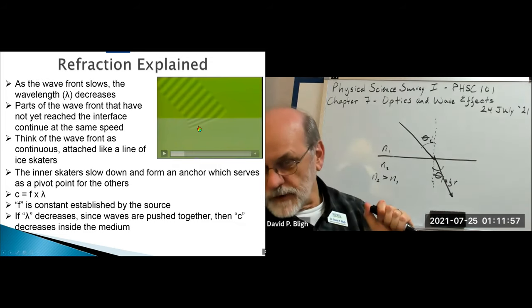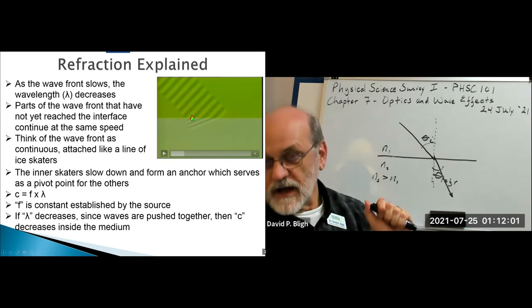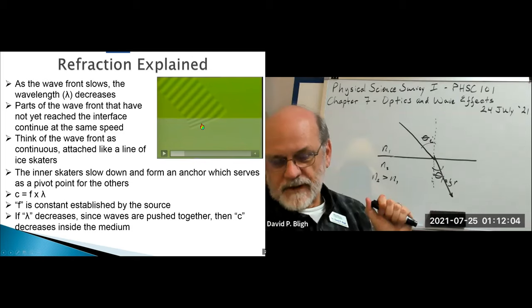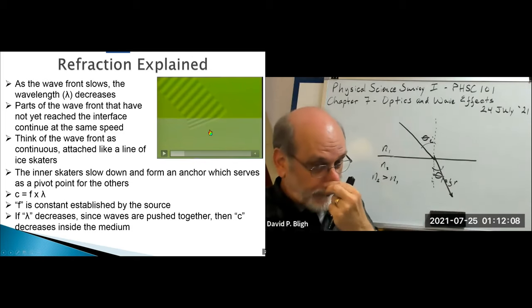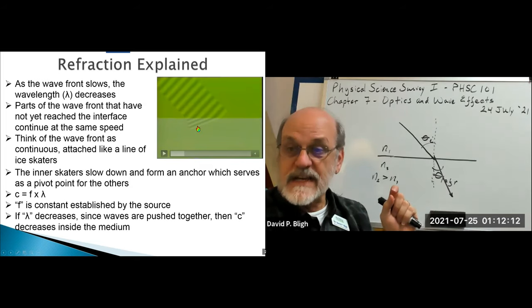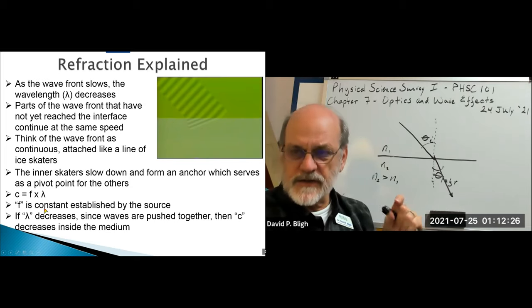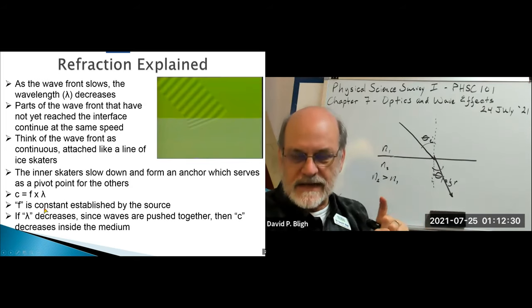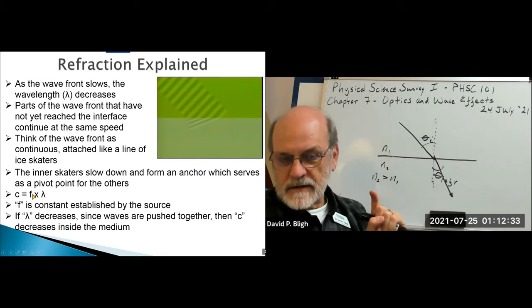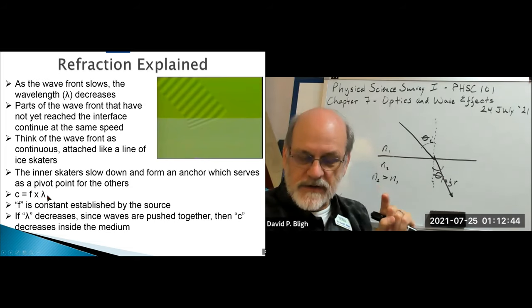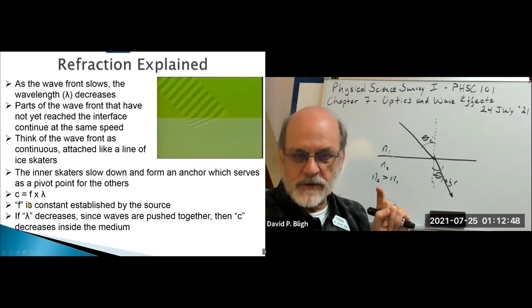You'll also notice that these wave fronts are closer to one another than the approaching wave. What does that mean? That means the wavelength decreases when it goes from this medium to the higher index medium. Now the frequency doesn't change. The frequency is established at its source when it's created. But the wavelength changes, and as the wavelength decreases, so does the speed. So c is proportional to wavelength. The speed of the wave decreases as the wavelength decreases, because frequency is constant.